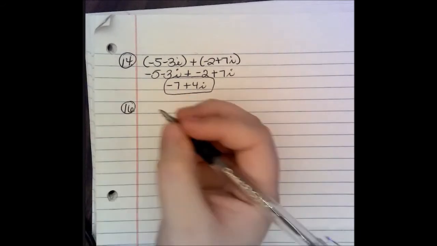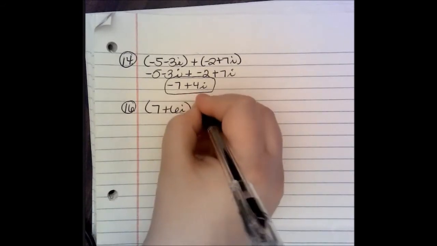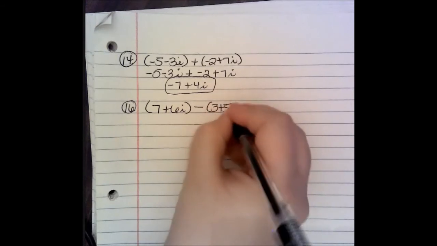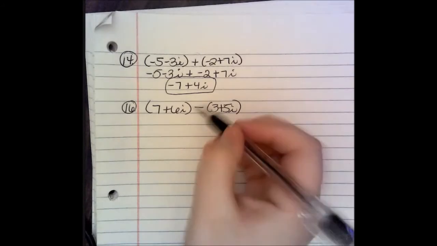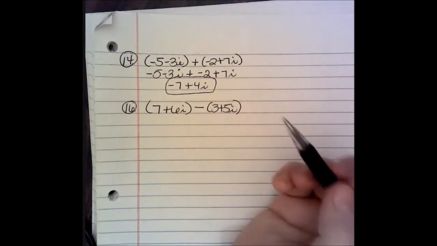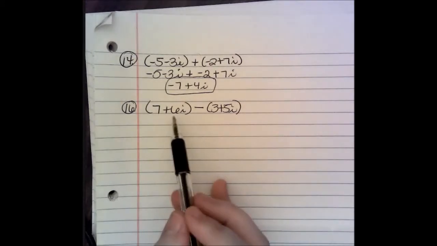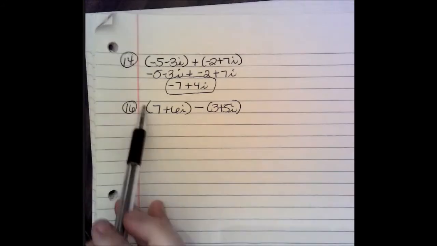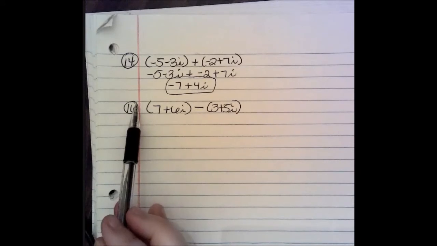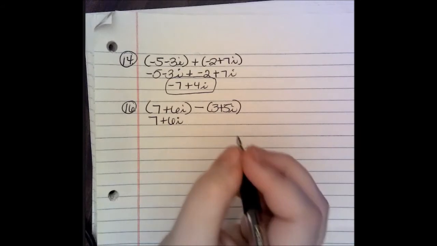Number 16, 7 plus 6i minus 3 plus 5i. All right, so same two questions. Just because it's subtraction doesn't change anything. We still do this the same exact way. So, can I combine these two terms? The answer is no, because they are not like terms. Is there anything multiplying out in front? The answer is no. So we can release the 7 plus 6i from that set of parentheses.